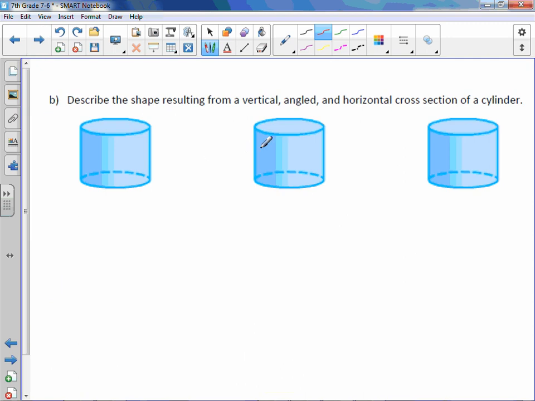Describe the shape resulting from a vertical, angled, and horizontal cross-section of a cylinder. So before I really get very far, I'm going to draw in some cross-sections here: vertical, angled, and horizontal.